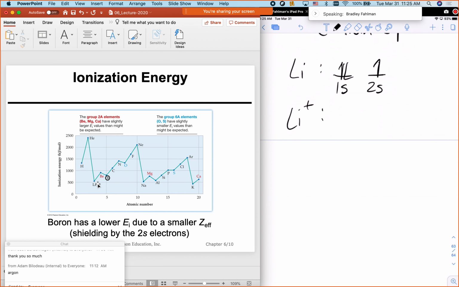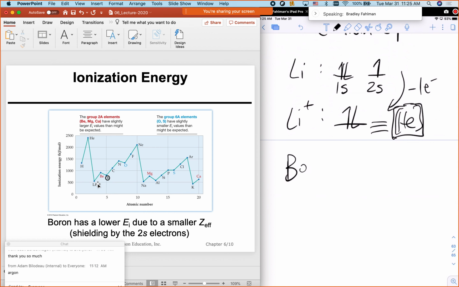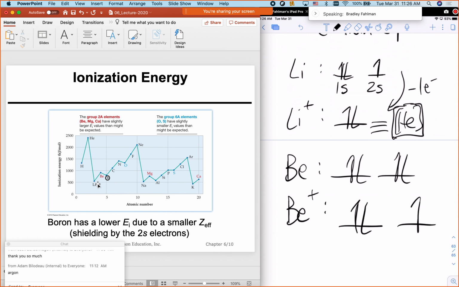Lithium plus is just that, right? So we have lost an electron, and so this is the same thing as helium, or I guess in brackets there. And so very, very stable. Versus beryllium is that, and so beryllium plus would be that and that. Again, you're losing one electron.